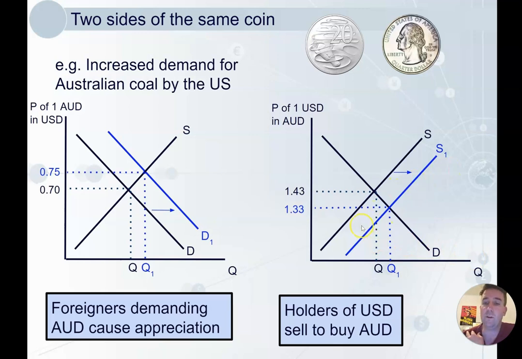And holders of the US dollar, this is the market for US dollars, market for Australian dollars. Holders of US dollars, they hold it and want to sell it. So that's an increase in supply of the currency. So while this happens to the Australian dollar, increase in demand, this happens to the US dollar, increase in supply.